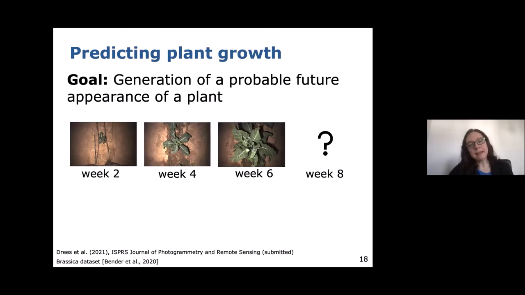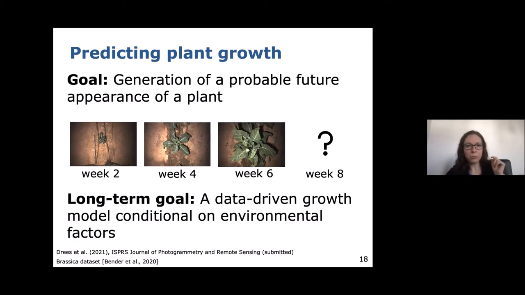And as another example, I would say to generate the unseen is when you use a generative adversarial network for the prediction of plant growth. So you have now a temporal domain. In this example, the general goal is to predict how a plant, in this case cauliflower, will develop in the future. And you can even think of a long-term goal, which is a data-driven growth model conditional on environmental factors such as fertilization or temperature, something like this.